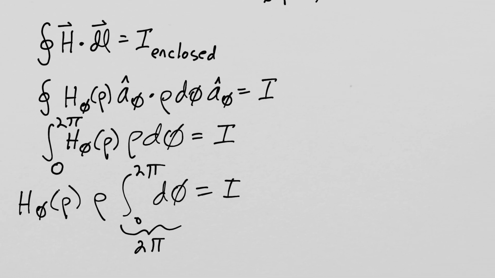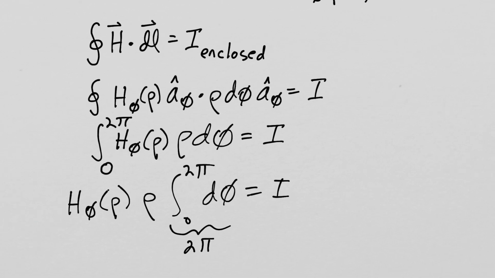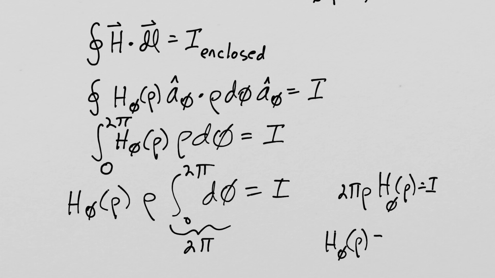So we have 2 pi rho H is equal to I. So solving for H, you find it is I over 2 pi rho.